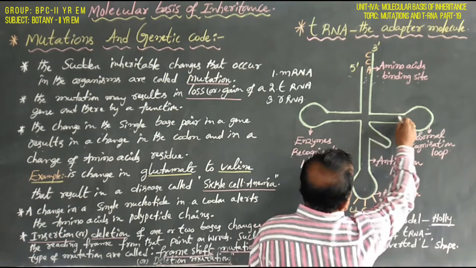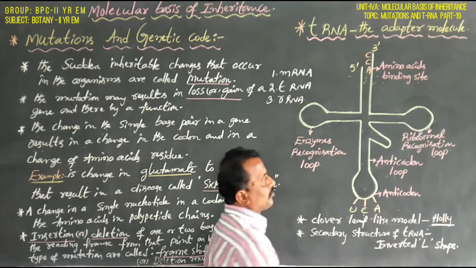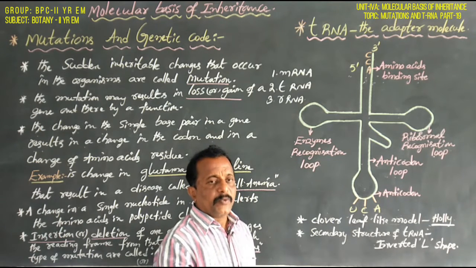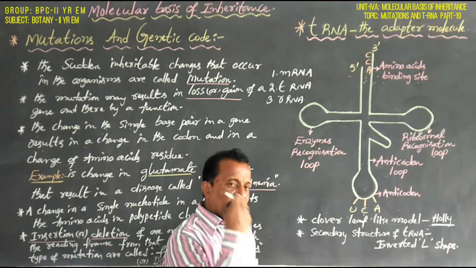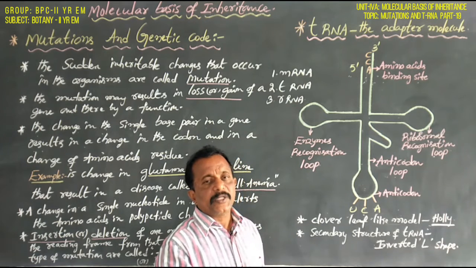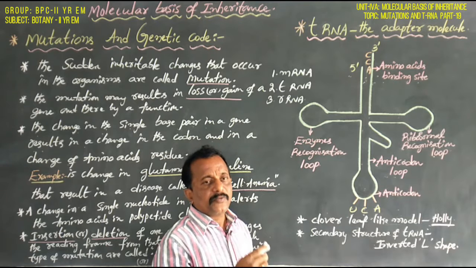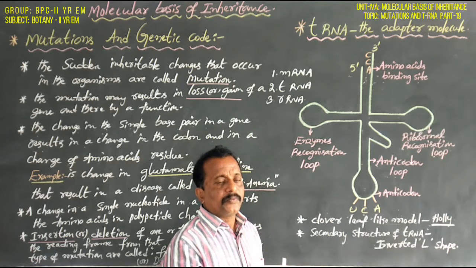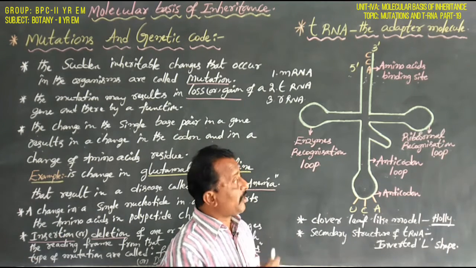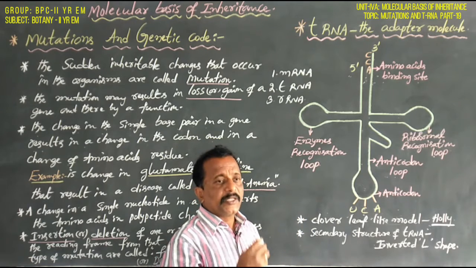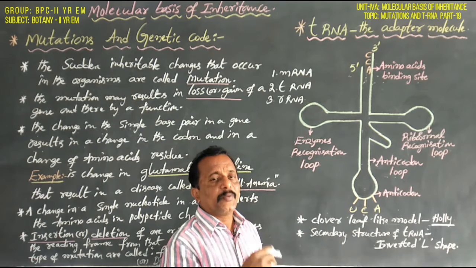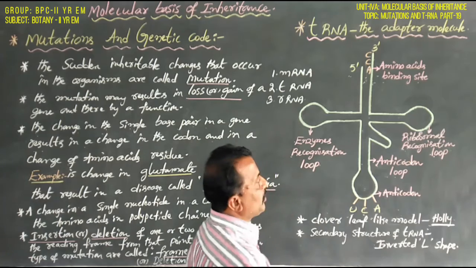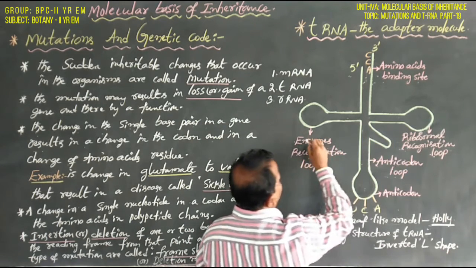And another loop here is the ribosomal recognition loop. So tRNA identifies the ribosome. Ribosomes are also one of the instruments in the protein synthesis process. This loop always attaches to the ribosome units, that is the ribosomal recognition loop. And the ribosomal recognition loop is opposite to the enzyme recognition loop.